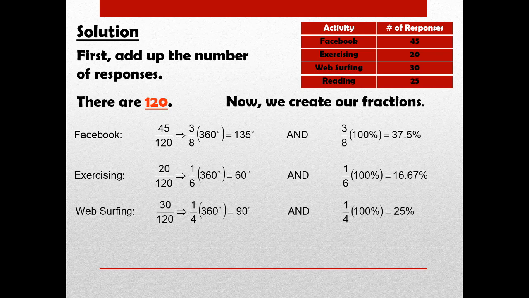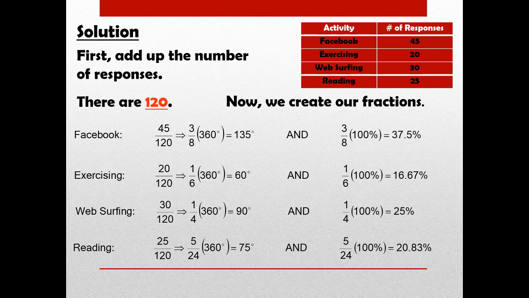And then for reading, we get 25 over 120, which is 5/24. We multiply that by 360 degrees, we get 75 degrees. And when we multiply it times 100%, we get 20.83%.